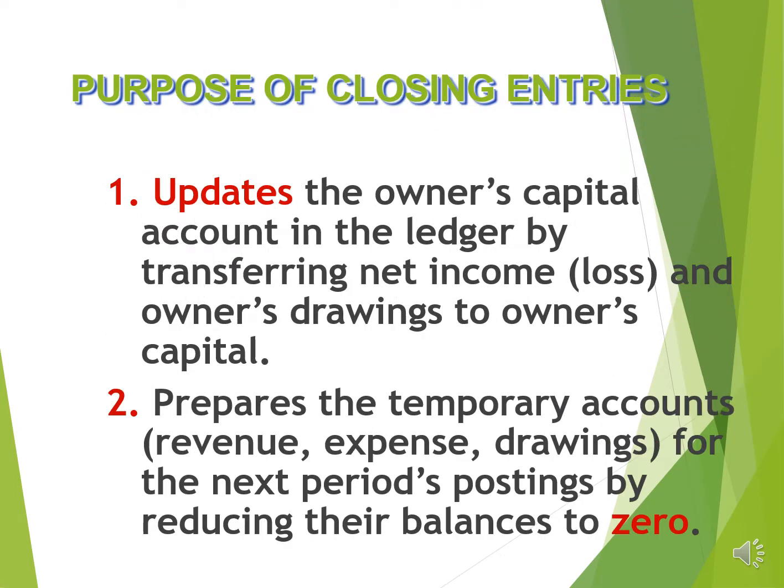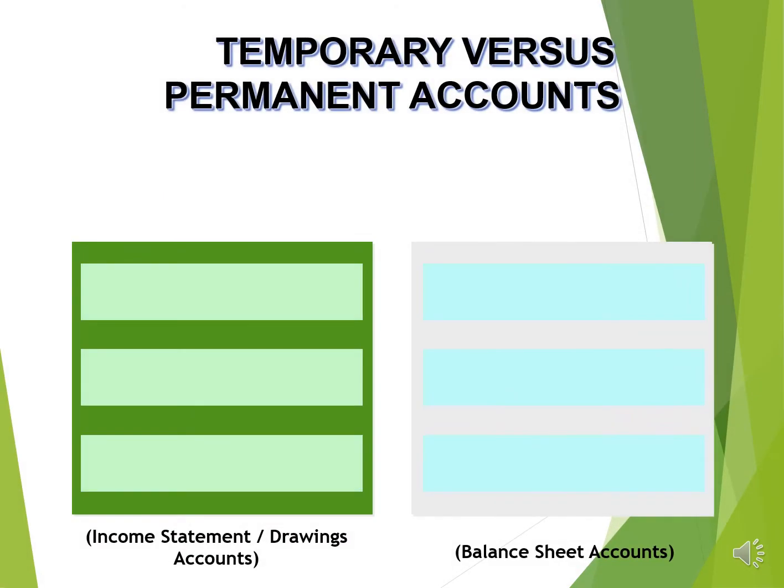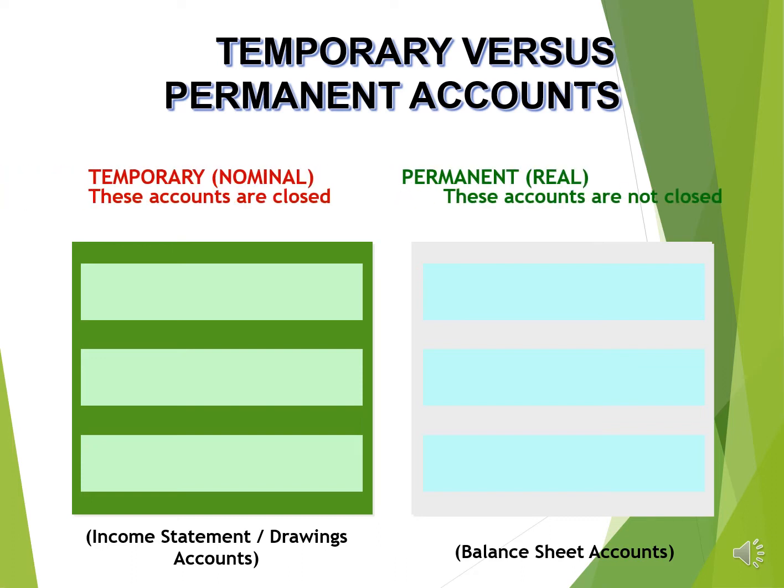The basic purpose of closing entries is to update the owner's capital account in the ledger by transferring net income or loss and owner's drawing to owner's capital. And we are preparing temporary accounts, like revenue account, expense account, and drawing, for next period posting by reducing their balance to zero, or we are transferring these accounts to the trading and profit and loss account and the other accounts to close them. Next, the temporary accounts and the permanent accounts examples are here.